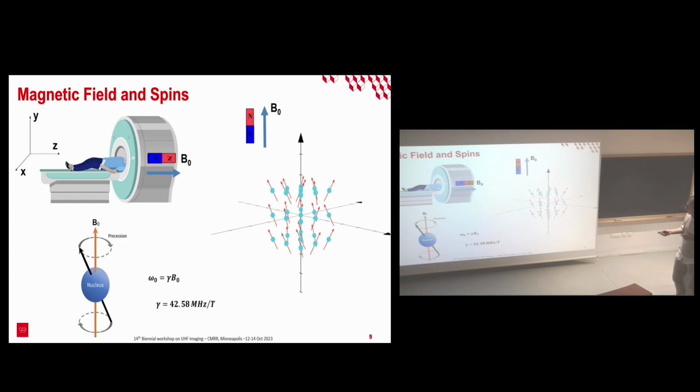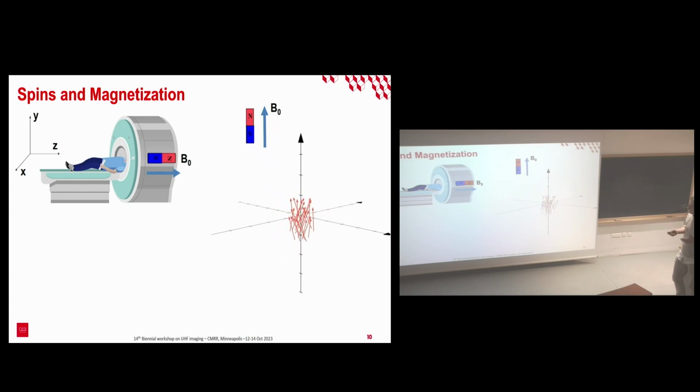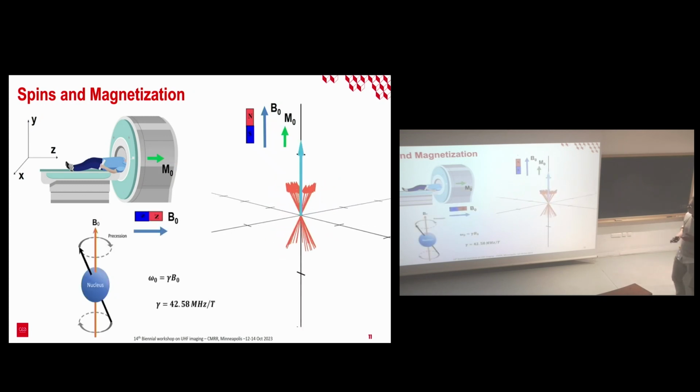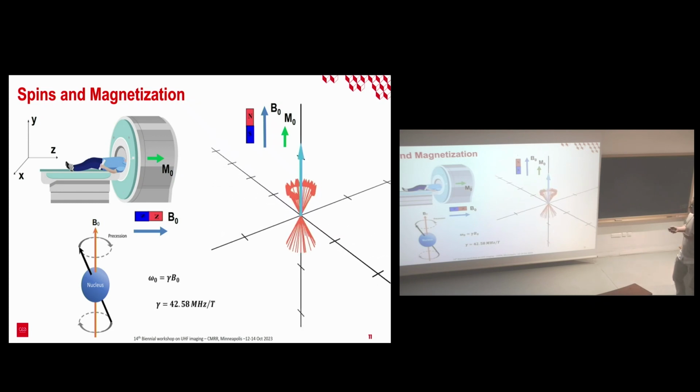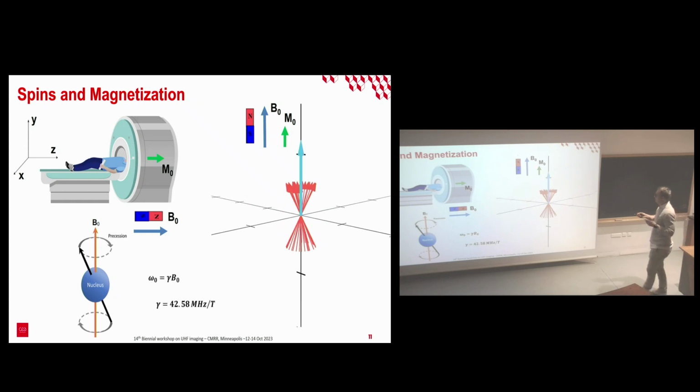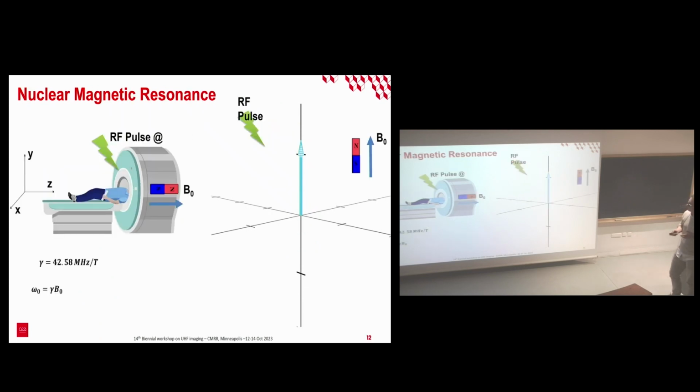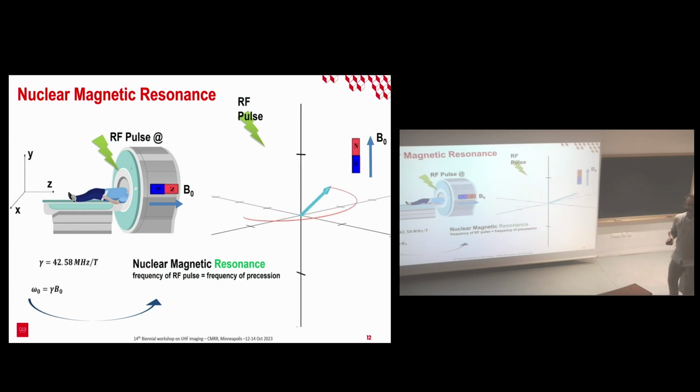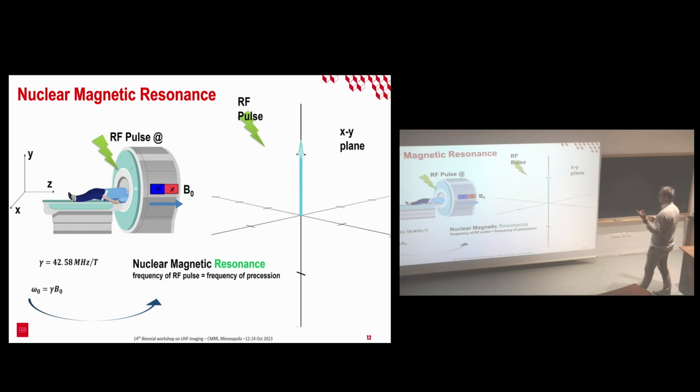The problem is that we can generate this global magnetization, but it is aligned with B0. So how do we measure this magnetization M0 correctly? We need to disentangle it from B0 itself. To do that, we use a radio frequency pulse tailored at the same frequency to induce the famous nuclear magnetic resonance. By doing that, we induce an energy transfer, and we tip the magnetization into the orthogonal plane.